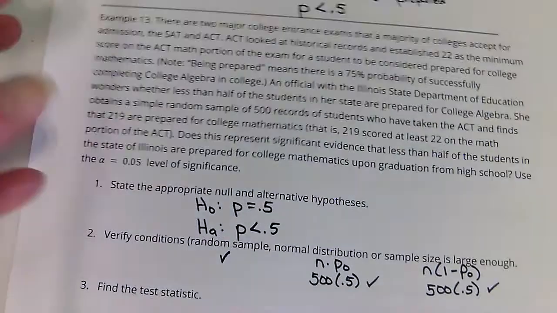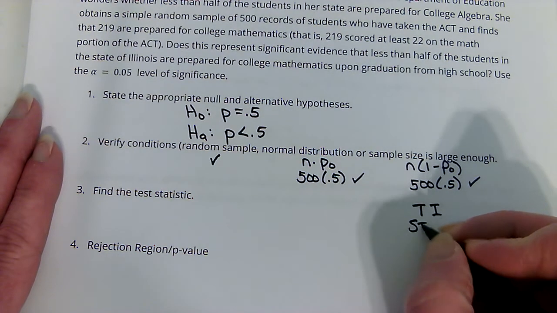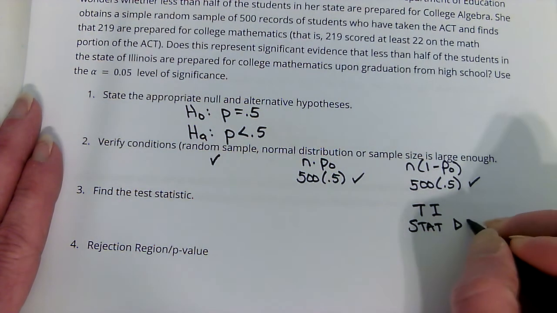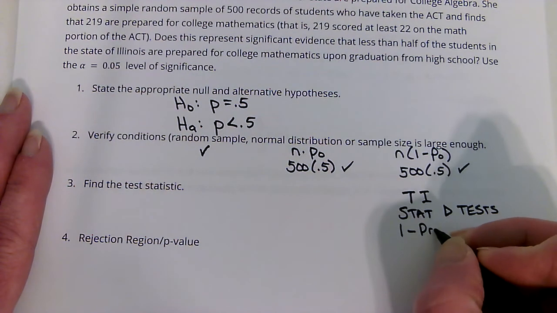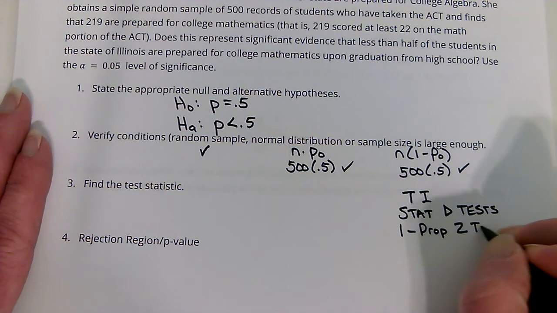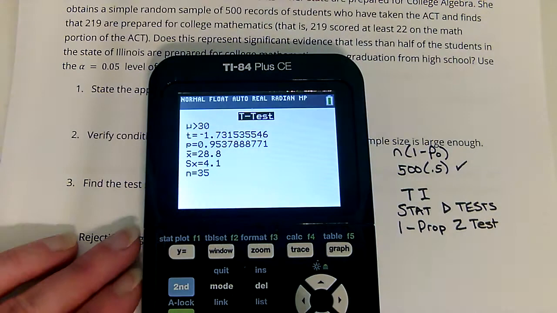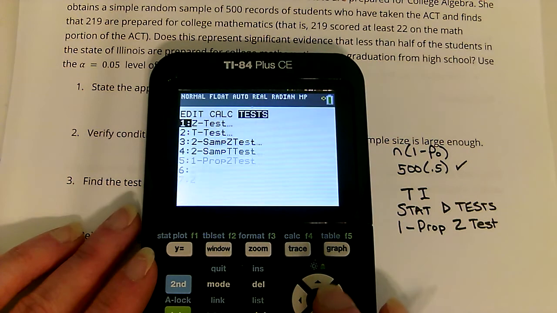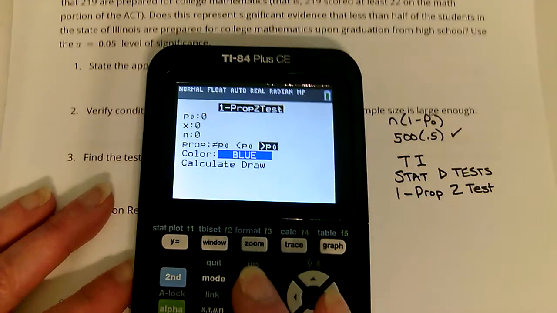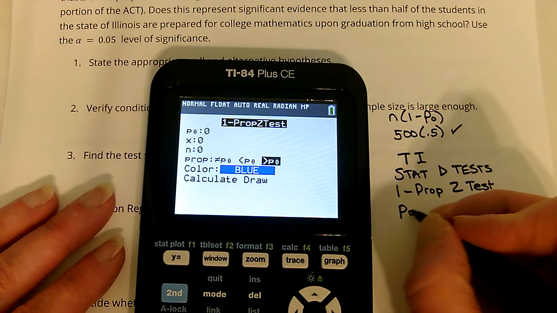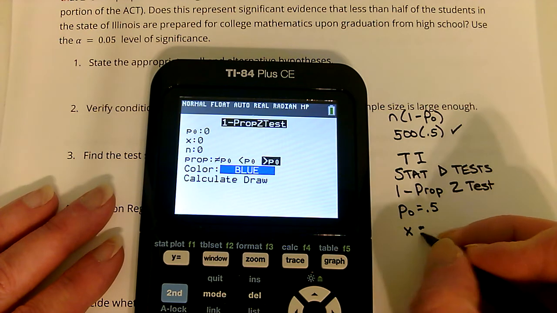Now when I go to put this in, we're going to go to the TI, and we're going to go to stats, and we're going to go to tests. This is a one proportion z-test. So let's talk about what all is going to go in here. So let me press stat, tests, one proportion z-test. So it asked me what P naught is. Well, that's 0.5. Then it asked me X and N.